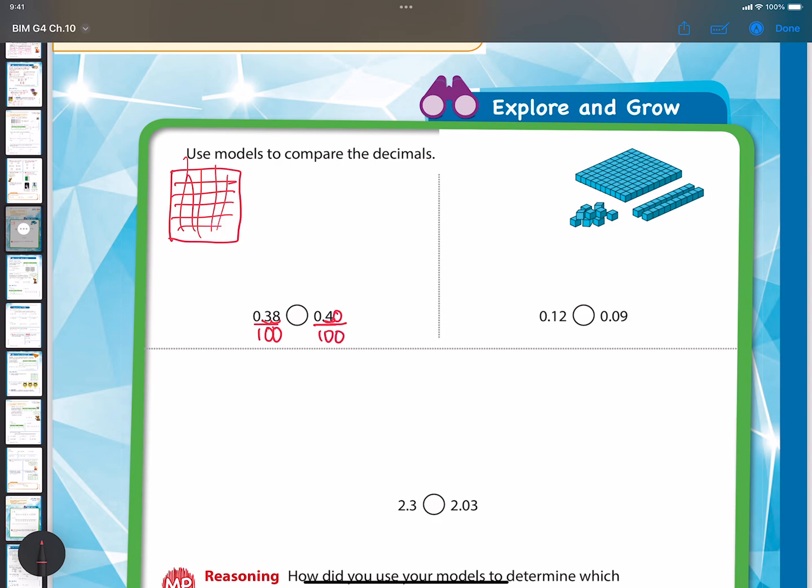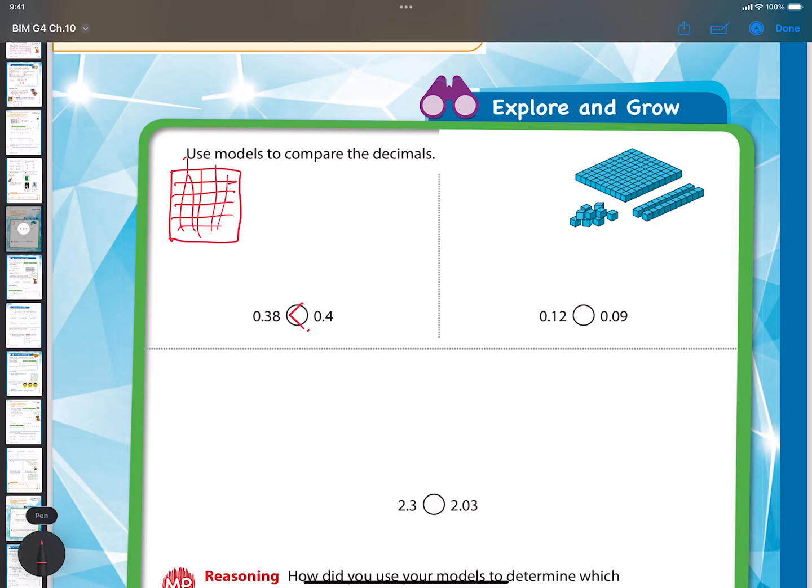Do you remember, like in previous lessons, I told you that as long as you multiply the denominator and numerator by the same amount, the value will be the same. So I just multiplied by ten in the denominator and numerator, and I made the same hundredths. So here 38 versus 40. Which one is greater? Simple, 40, right? So that's how you compare this.